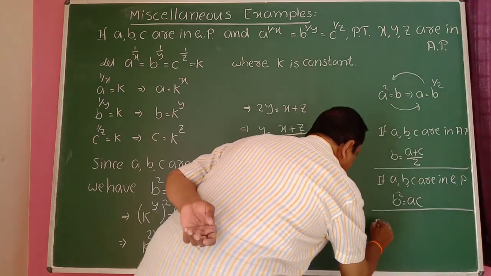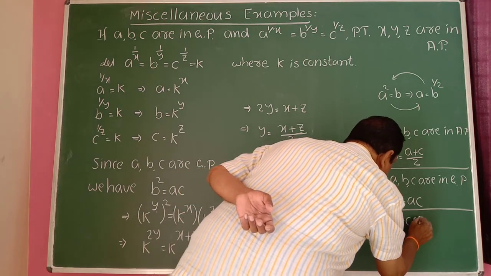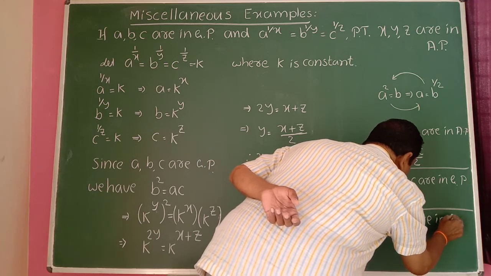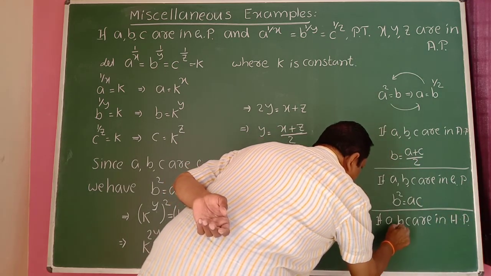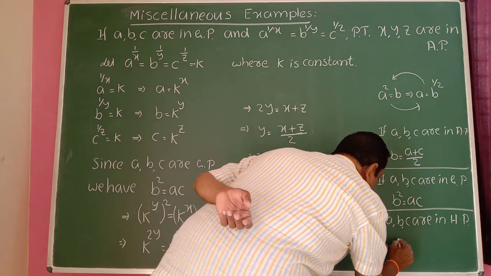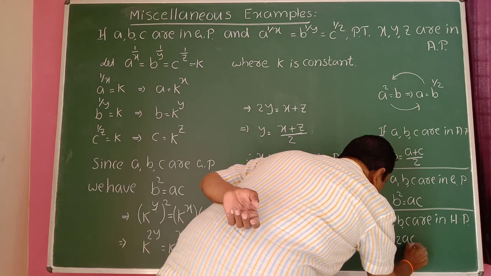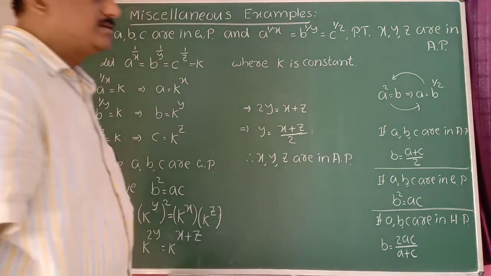Then if A, B, C are in HP, then B is equal to 2AC divided by (A plus C). So this is the formula.